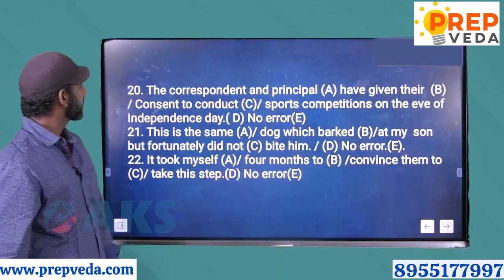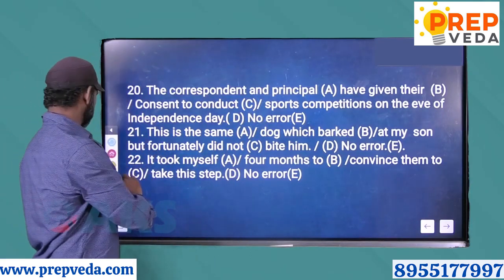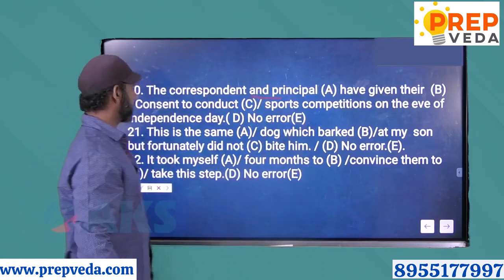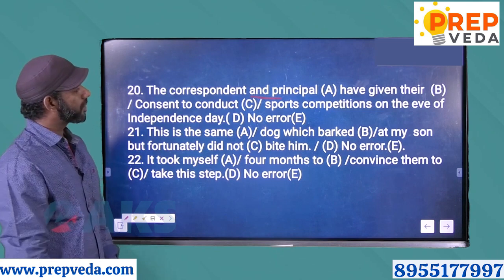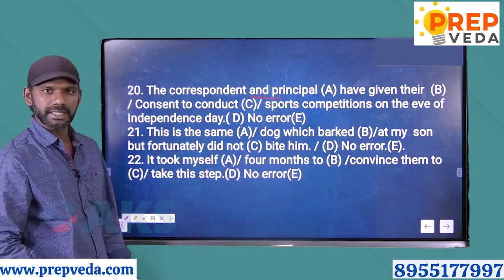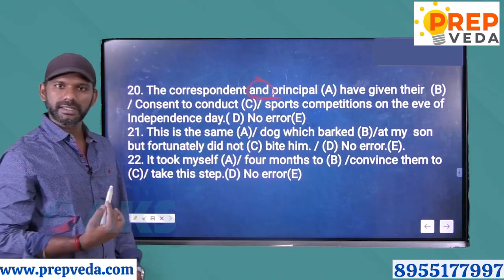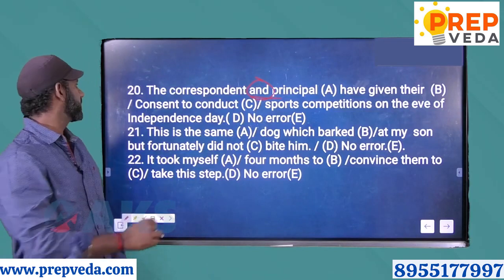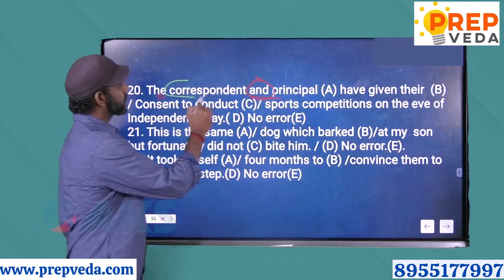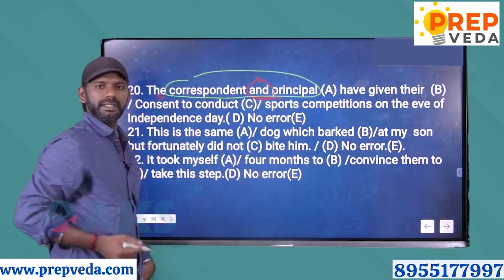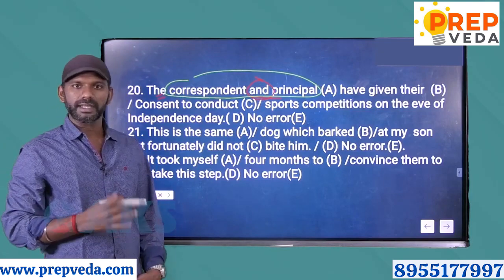Come on, next. The correspondent and principal. The correspondent and principal have given their consent to conduct sports competitions on the eve of Independence Day. The correspondent and principal means, how many persons are here? There's only one person here, because the is used only once. The refers to correspondent and principal. That means there's only one person here playing two roles. The same person is correspondent as well as principal.